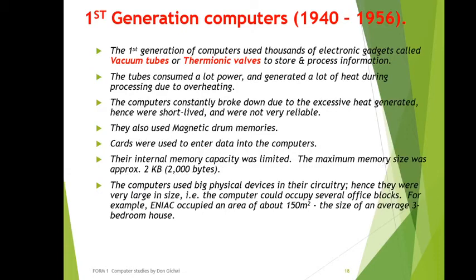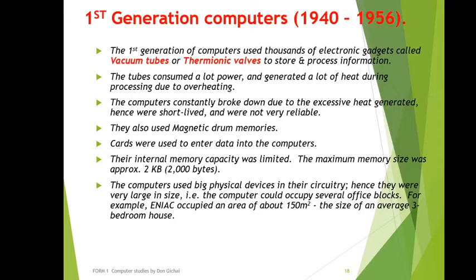First generation of computers. This was developed between the 1940s and 1956. Various books will give various durations there, but it should be between 1940 and 1956. Now, the first generation of computers used thousands of electronic gadgets called vacuum tubes or thermionic valves to store and process information. A question will be posed for you to give the technologies that were used in the first generation of computers, and the answer should be vacuum tubes or thermionic valves. That was the engine behind its operation.